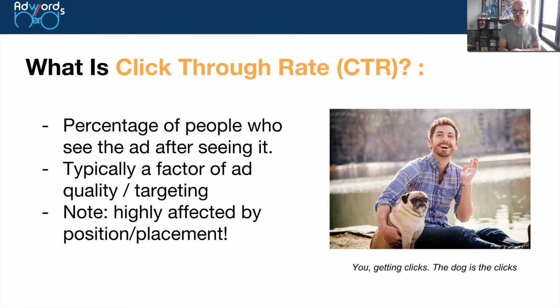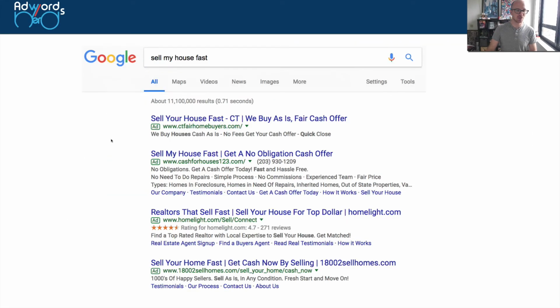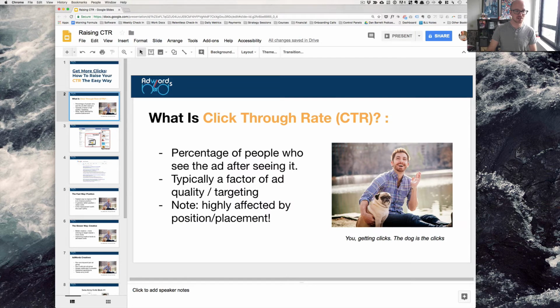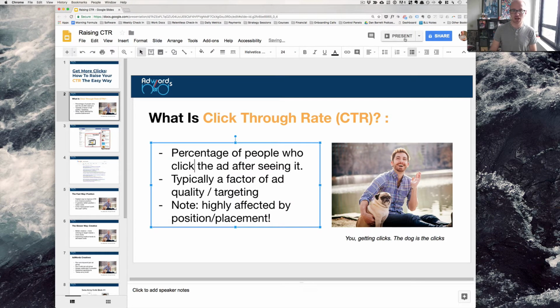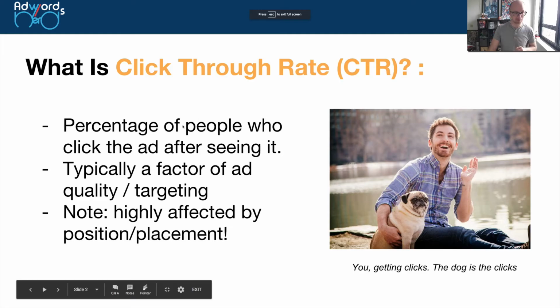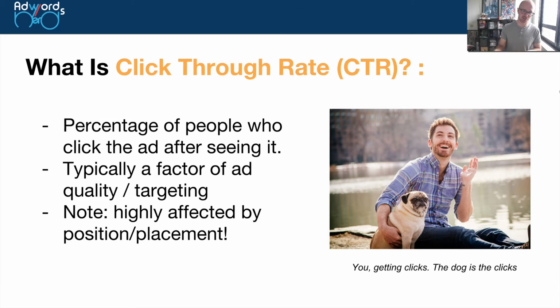If you're not super familiar with pay-per-click marketing or online advertising, you may not have heard this term. Click-through rate basically just means the percentage of people who, whoops, this says see the ad. This actually should be, I'm going to go ahead and fix this live so you can see how amazingly professional I am. This should say the percentage of people who click the ad after seeing it. So that is click-through rate. The percentage of people that click the ad after seeing it. If 100 people see your ad and 10 people click on it, you have a 10% click-through rate.